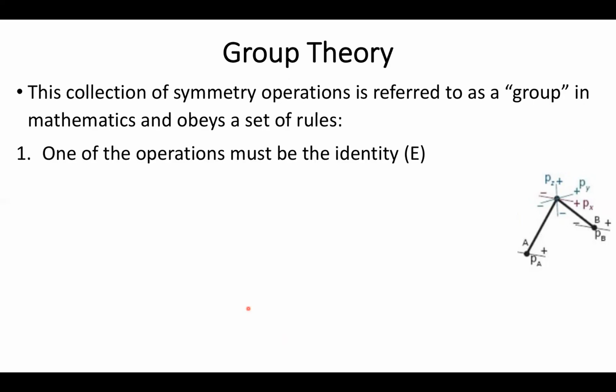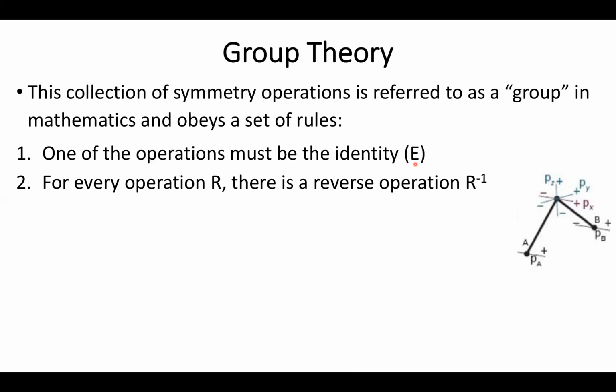First of which, one of our operations must be the identity. Must be this idea that nothing happens. Well, we know we have that because one of our four operations for C2V is the identity. And this is the reason why I said earlier that every single point group has to contain this identity operation. While it may seem fairly simple, it turns out to be mathematically one of the most important operations.